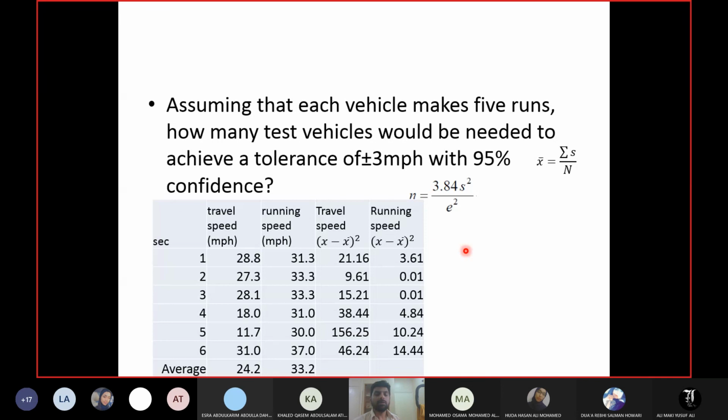Now the equations which we used in the previous case and in the spot speed chapter were for frequency distribution data. Now look at these 3 columns, the first 3 columns for travel speed, running speed, and section. Is it a frequency distribution? No. In a frequency distribution, you will have a value of the speed and then the number of observations. Is it in this format? No. So I cannot use those equations here.